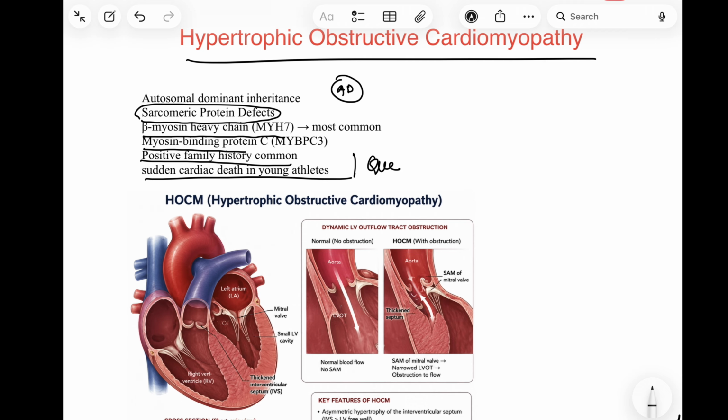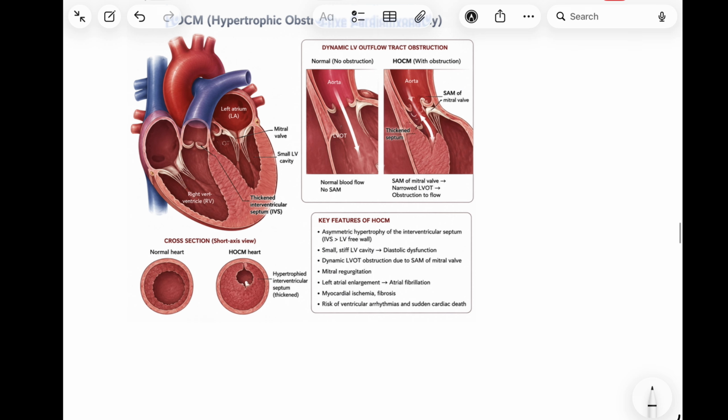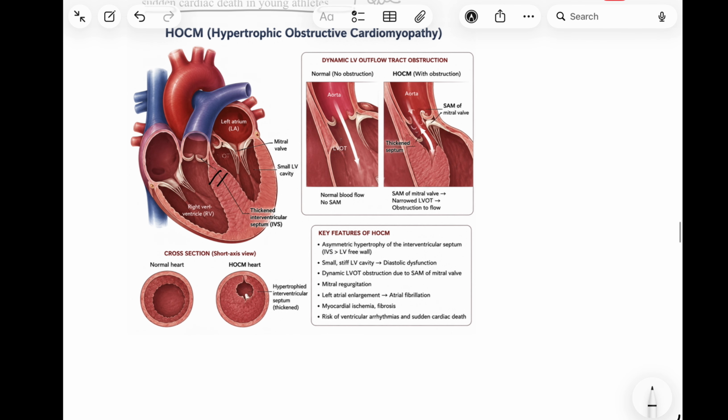One thing I want you to note is that the hypertrophy is usually an asymmetrical hypertrophy. As you can appreciate, there is a hypertrophy which is usually more at the interventricular septum as compared to the left ventricular wall, right? So asymmetrical hypertrophy with the interventricular septum more involved is a characteristic feature of HOCM.